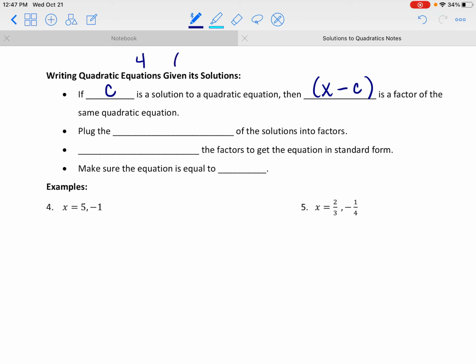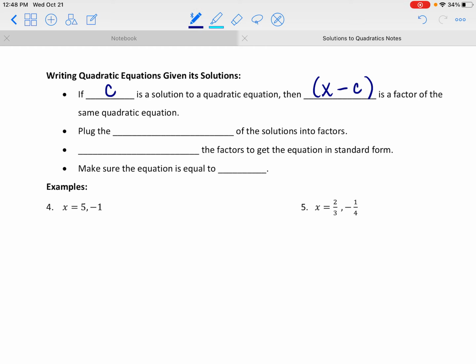So 4 was a solution, x minus 4 was a factor. If -5 was a solution, then x minus the negative, so plus 5, would have to be a factor. Okay, so whatever our solution is, x minus that solution, so in the binomial it's the opposite of your solution, has to be a factor of your equation. So you're going to put the opposites of the solutions, right?